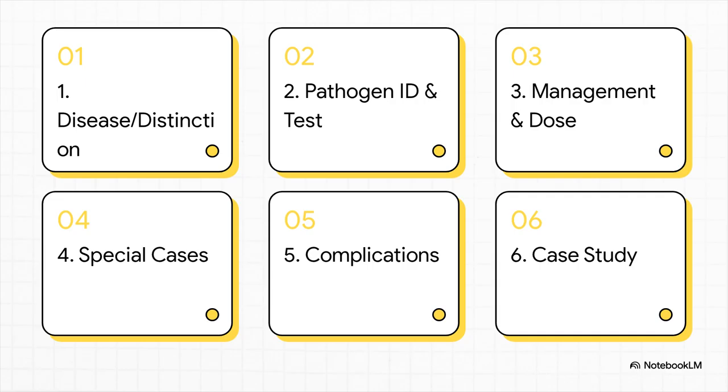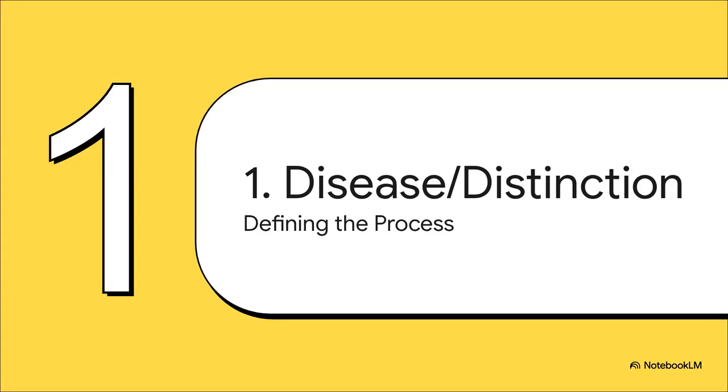We'll start by defining the disease and how it's different from other conditions. Then we'll get into pathogen identification, how to manage it with the right dosing, cover some special cases, talk about potential complications, and then wrap it all up with a clinical case study. Okay, let's kick things off with Section 1, Understanding the Disease and its Key Distinctions.